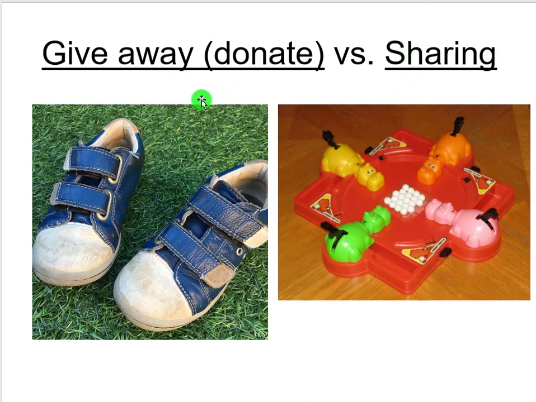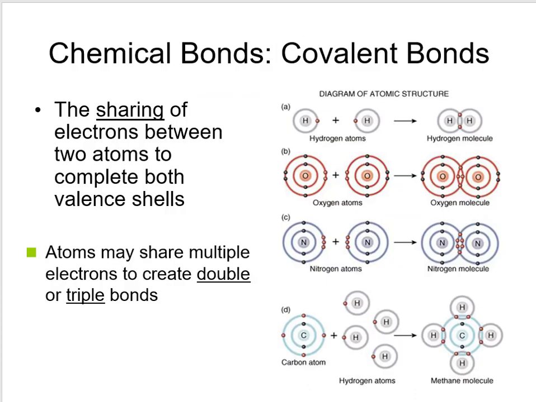In ionic bonds, we donated, we gave away electrons, but here we end up sharing. So let's take a look at that and see what that looks like. So chemical bonds, covalent bonds are formed by the sharing of electrons between two atoms to complete both valence shells. So let's look at something like this.